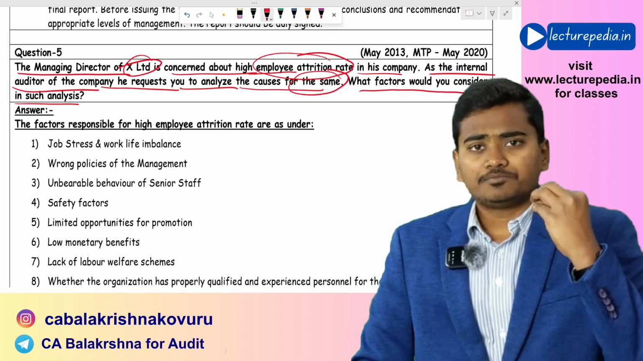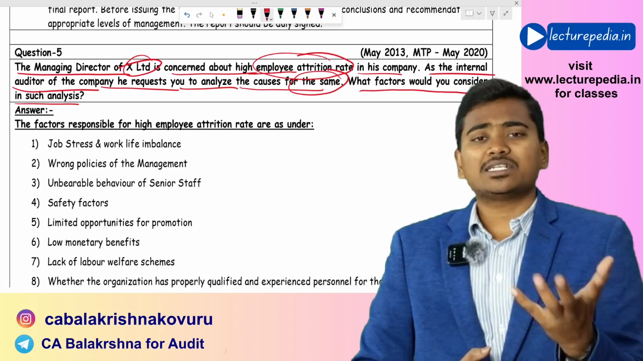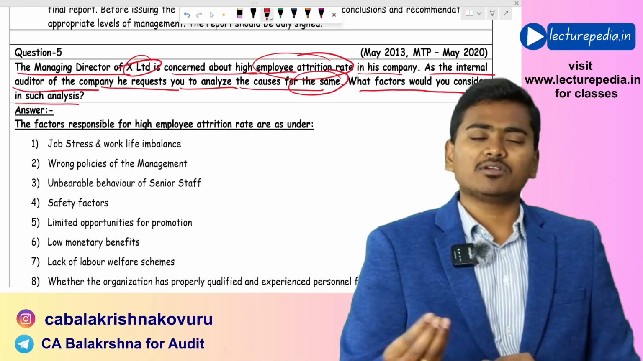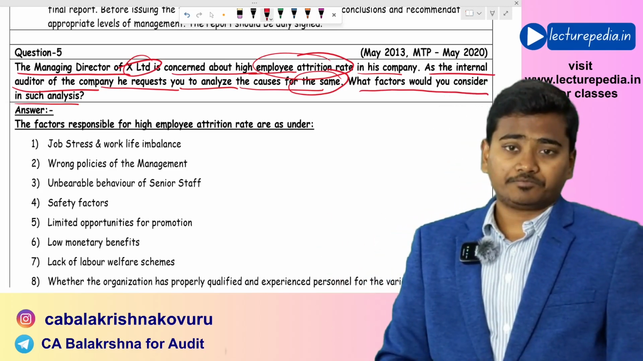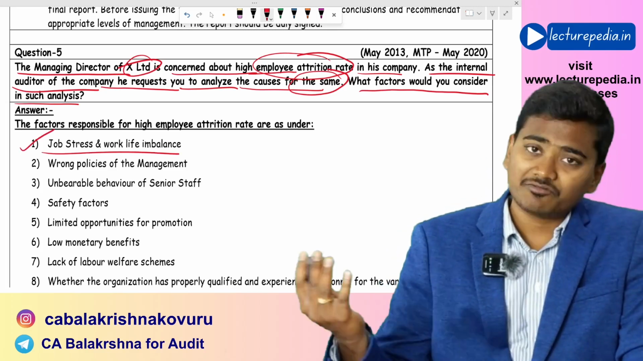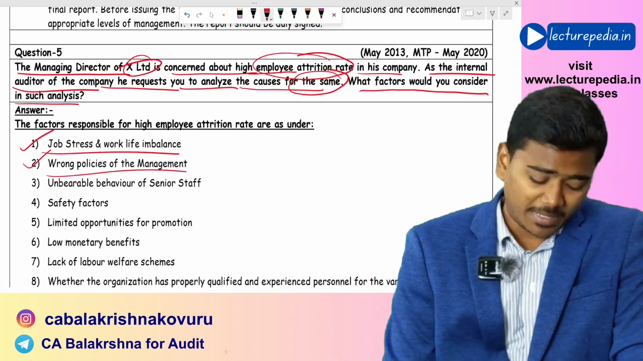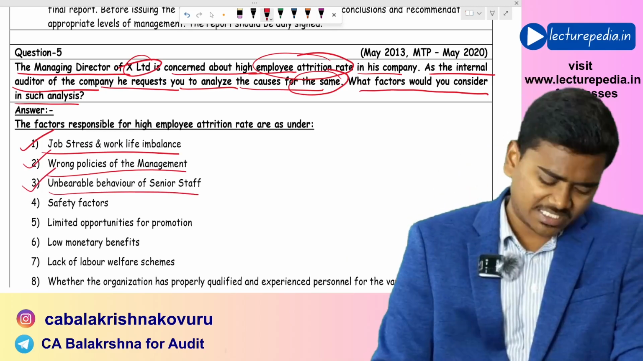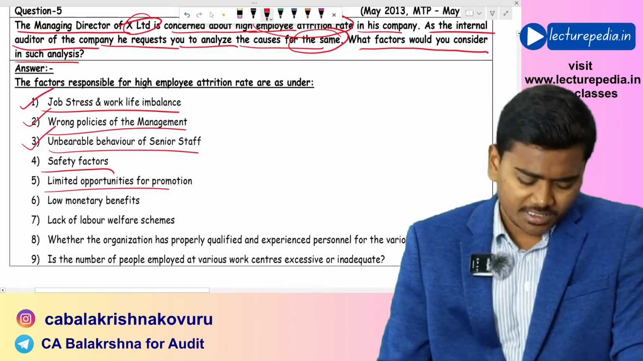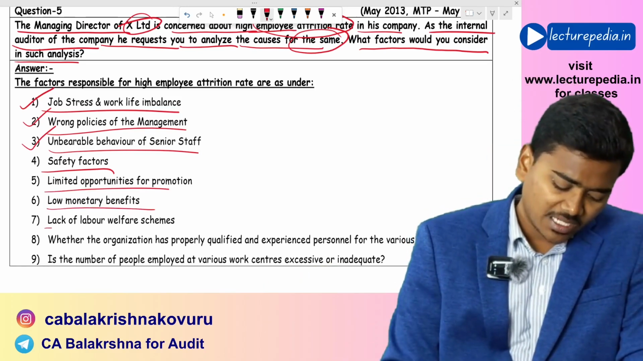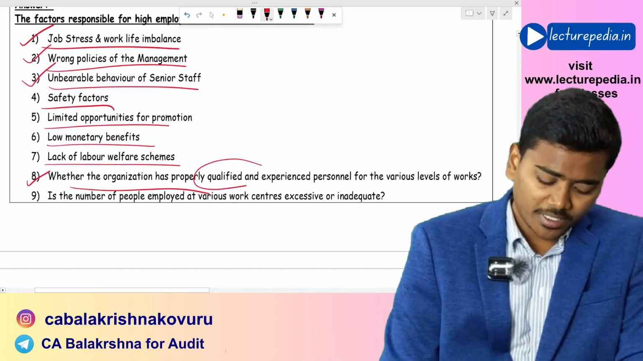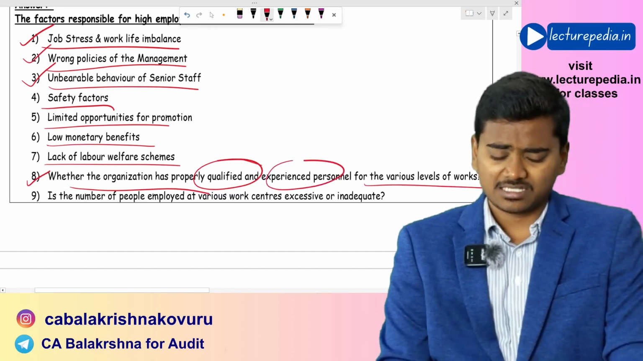Or the safety measures are not there in the working place. In the factory, there are no proper safety measures. Even because of this, employees can leave. So these could be some of the factors. Let us see this. See, job stress and work life balance, wrong policies of the management, unbearable behavior of the senior staff, safety factors, limited opportunities for promotion, low monetary benefits, lack of labor welfare schemes, and whether the organization has properly qualified and experienced personnel for various levels of work.